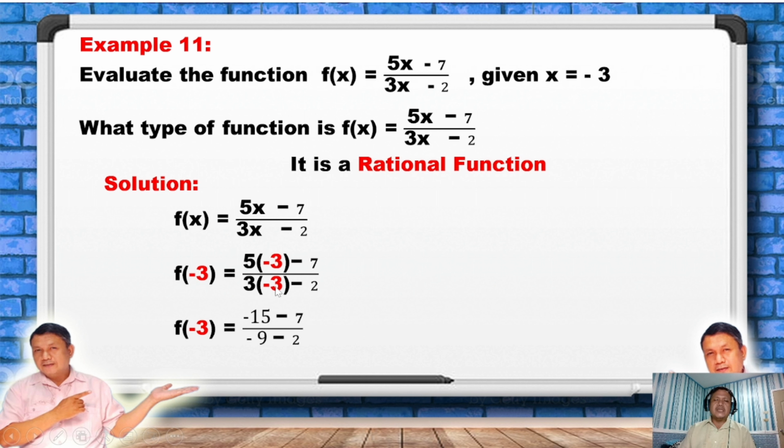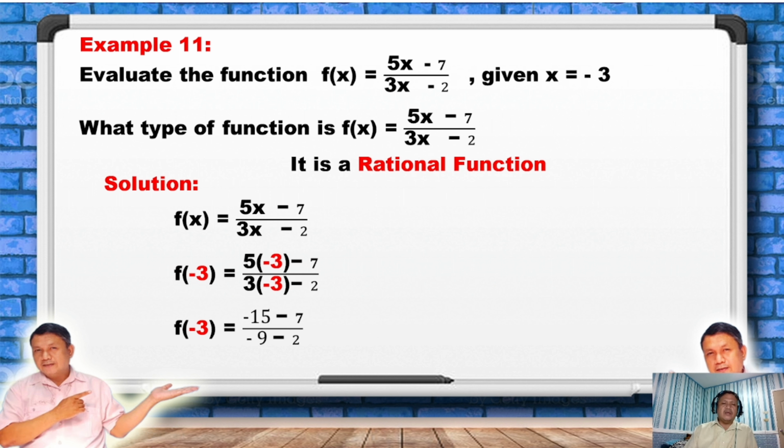No? 3 times negative 3 is negative 9 minus 2. So, isi-simplify na lang din po natin. Now, what will be the result? This is considered as negative 15 minus 7. Now, what is the sign of the larger number?